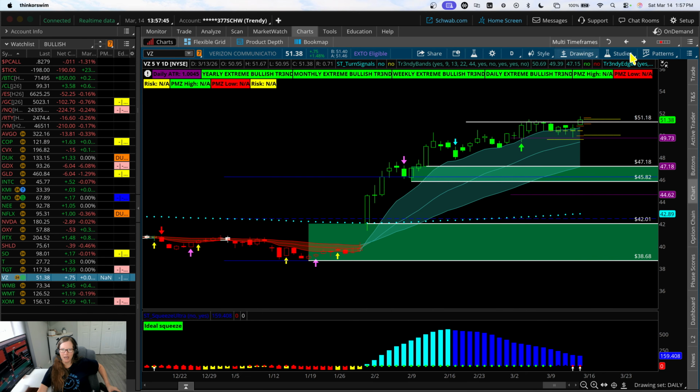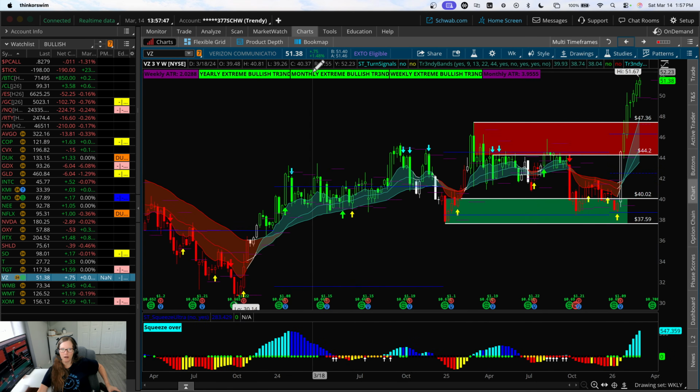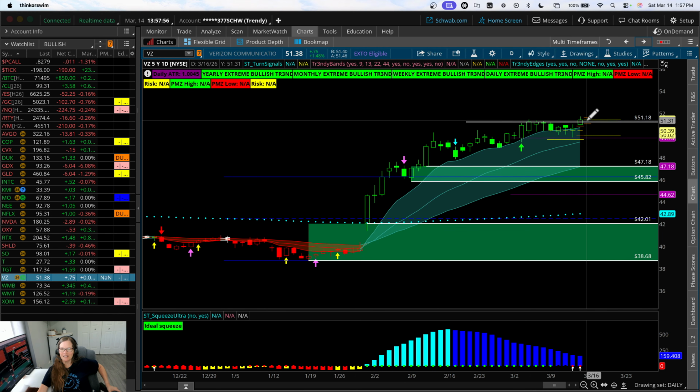You have to pay attention and know where the weekly ATR or the monthly ATR is. The monthly ATR on Verizon is that $4 mark. That means if I'm taking a trade from here and it moves its average trading range, it's going to take 1 month to get to target. So I want to buy 1 or 2 months out, giving myself plenty of time to reach target.